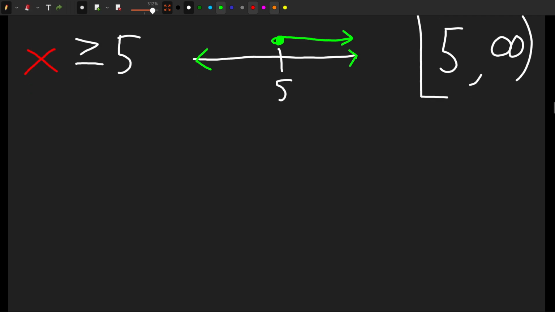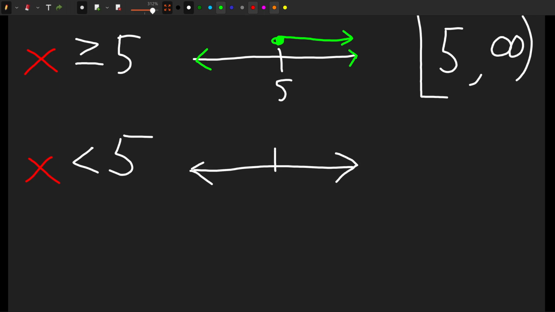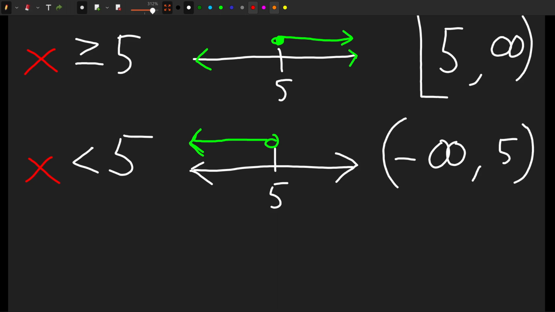Similarly, if I have x is less than 5, then I'm going to get something very similar for my number line. I have 5, and then I have an open dot, but this time I'm going in the opposite direction. I'm going to negative infinity. And so my interval notation here is negative infinity first, then to 5. And both of them are in parentheses.